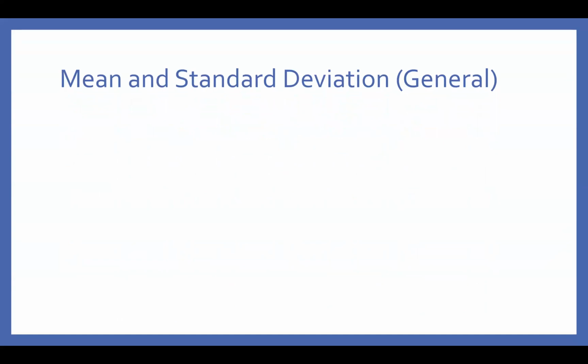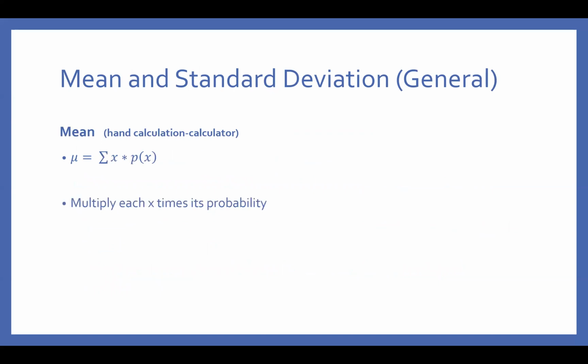Okay, I'm going to give you the formulas here for the mean and the standard deviation. These are for the general discrete probability distributions. You will be doing hand calculations using a calculator. Minitab does not do the general probability distributions. You will need to have a handheld calculator that will at least multiply, divide and take square roots.